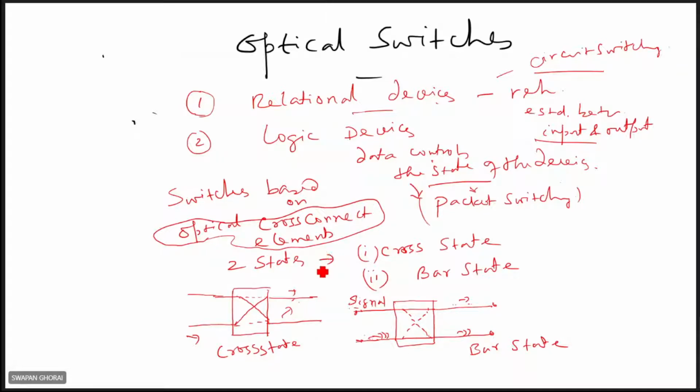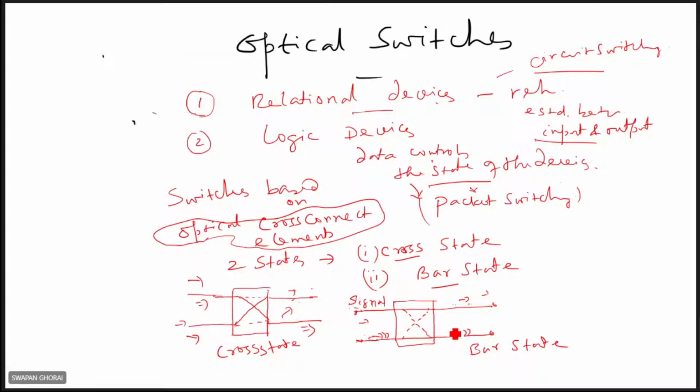This is a 2x2 cross-connect element, and it can be in either the cross state or the bar state. Cross state means, suppose an input signal is in the lower input port, then it can be transferred to the upper output port, or the upper input port can be transferred to the lower output port. That is the cross state. Or it can be the bar state, where input signals in the upper input port are transferred to the upper output port. That is the bar state. So it can be cross state or bar state.